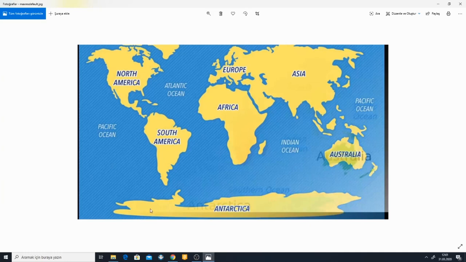This is our world map. Here you can see the continents: North America, South America, Antarctica, Africa, Europe, Asia, and Australia. Oceans: Pacific Ocean, Atlantic Ocean, Indian Ocean, and Arctic Ocean.